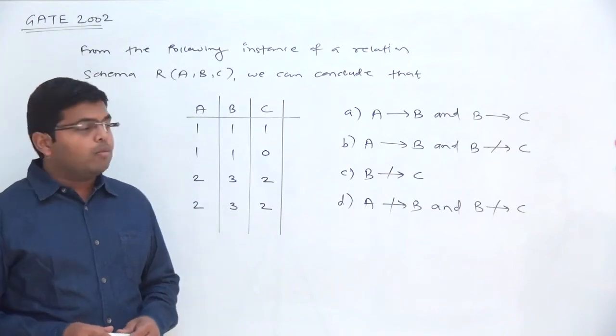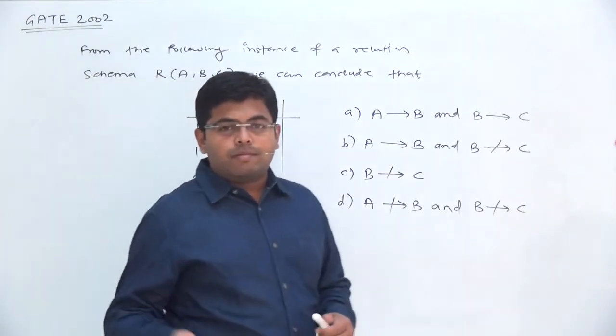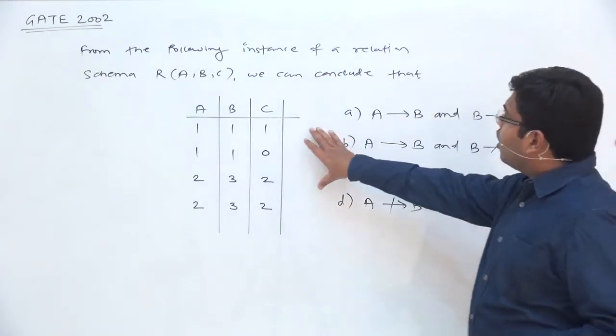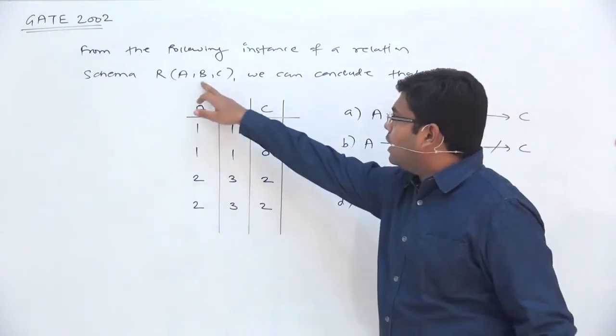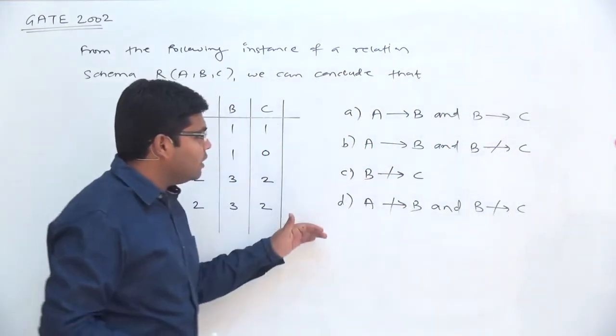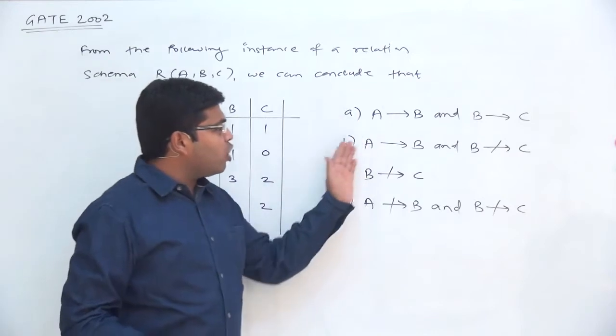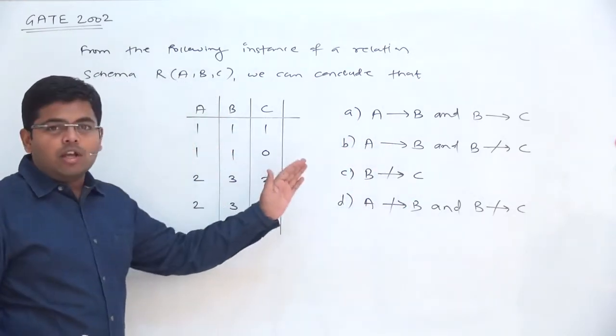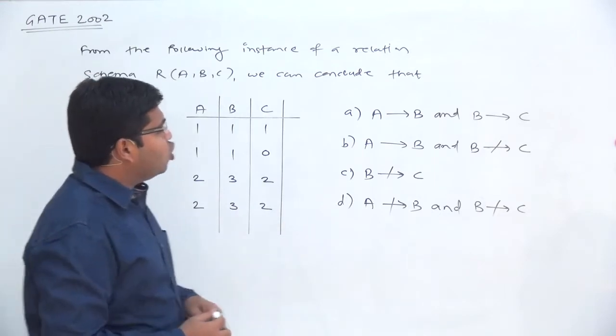Let's solve one more question directly based upon the concept of FDs. It is from GATE 2002. The question is, from the following instance of a relation schema R(A, B, C), we can conclude that, and 4 different options are given. Again, every option has got some FDs and we need to check from the relation whether the FDs are valid or not. So let's go one by one.